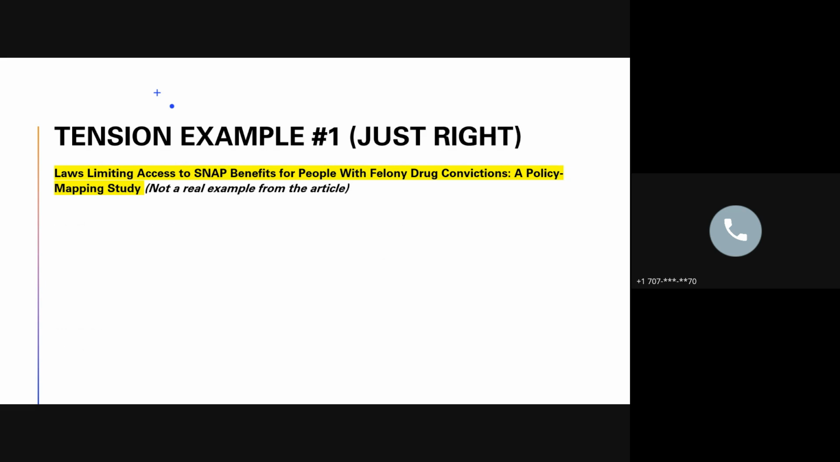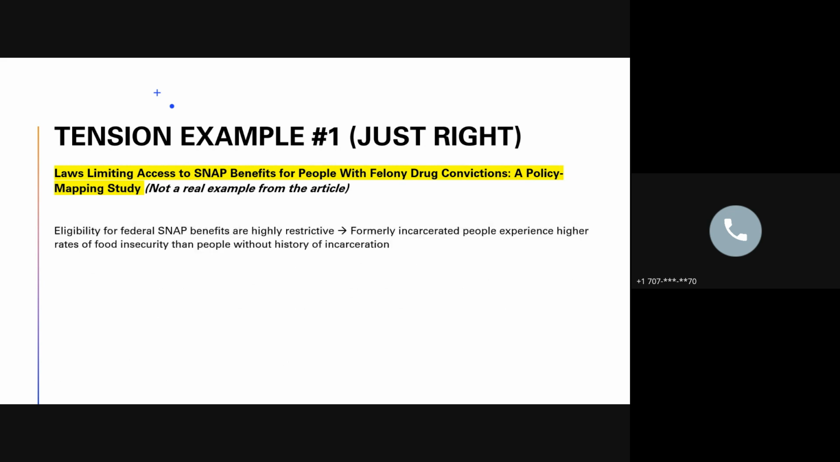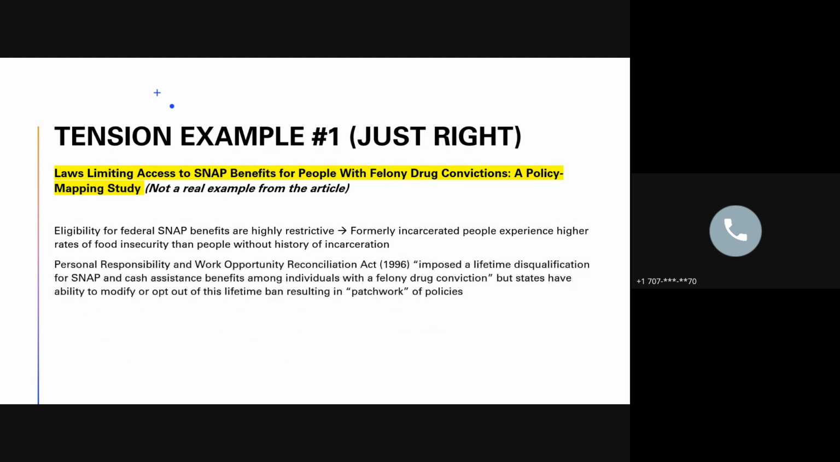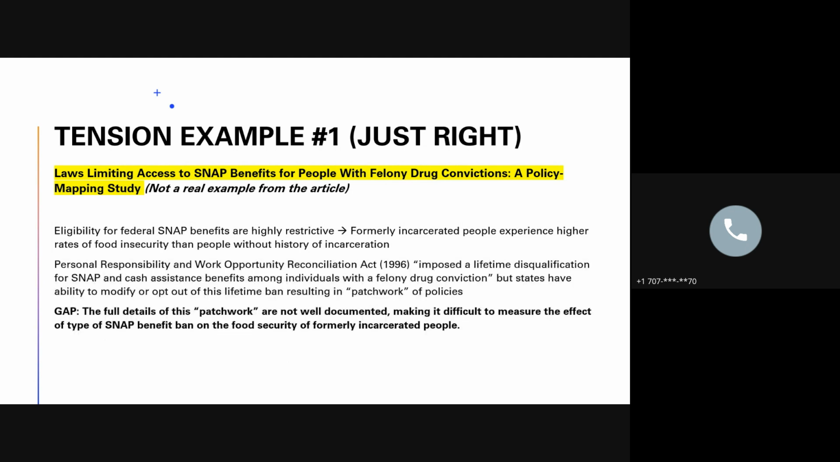So here's the Goldilocks version. Again, this is not from the article. This is just me making this up. Eligibility is highly restrictive. We've got the act that we've talked about. So the gap, which again, they get to in the discussion but I think could have been highlighted earlier, is that the full details of this patchwork aren't well documented, making it difficult to measure the effect of type of SNAP benefit ban on the food security of formerly incarcerated people.